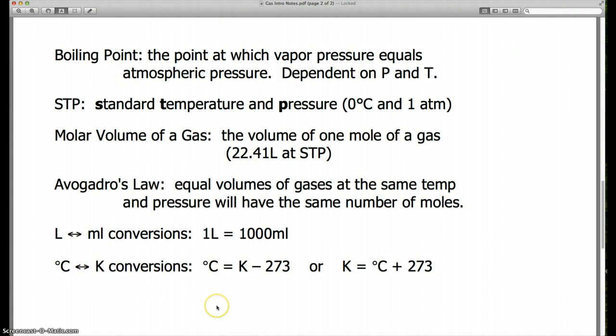We will also be doing some conversions. These will be given to you, but just a reminder of how to convert liters and milliliters and temperatures between Celsius and Kelvin. So that's it for this video. The next video will be a short one on how to do pressure conversions, and then there'll be a couple of gas law videos. If you have any questions, stop in and see me.